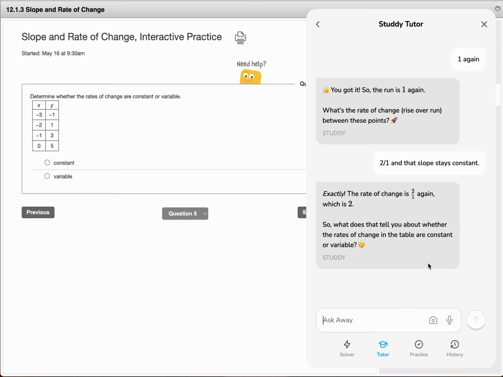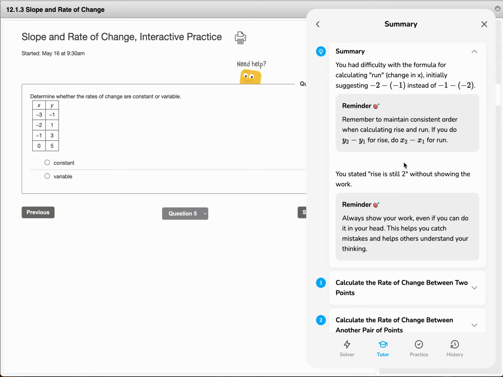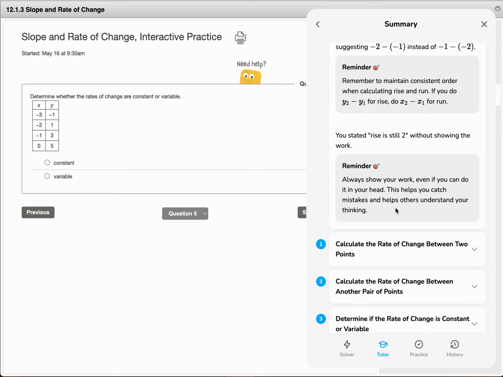We get a view summary. When we view the summary, this summary is specific to this exact chat. It's completely personalized and individual. The summary gives the student things to watch out for. Hey, you had difficulty with this, you had difficulty with Rise is Still 2, and things to remember. These are study notes that are really helpful.